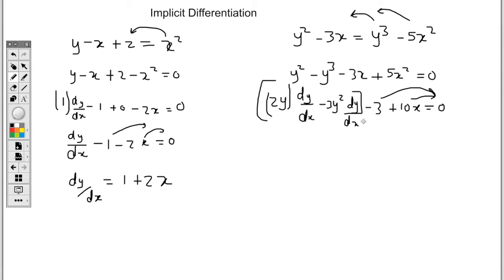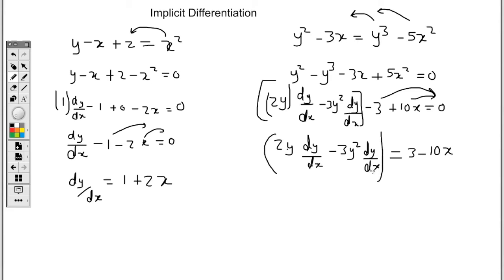Now, after doing this, I'm going to carry the ones without dy dx over to my right, while the remaining, I will have to factor out dy over dx. That's common. That's the only thing I want to factor out, although we have y that's common. But before I do the factoring out, let's just carry over minus 3 and plus 10x over the equal sign. So we have positive 3 because there's a sign change, and the plus 10x becomes minus 10x. Now this is where I will factor out dy over dx.